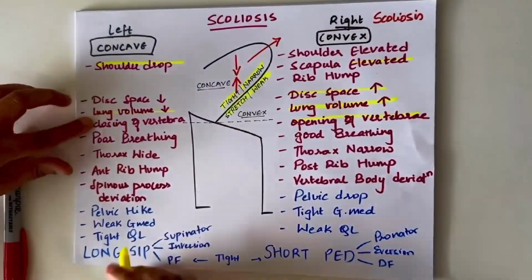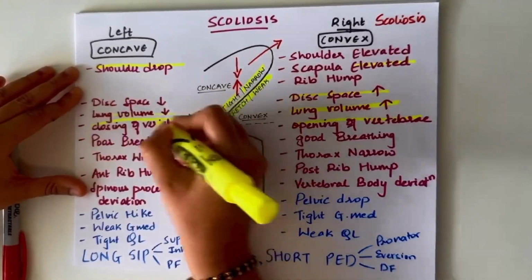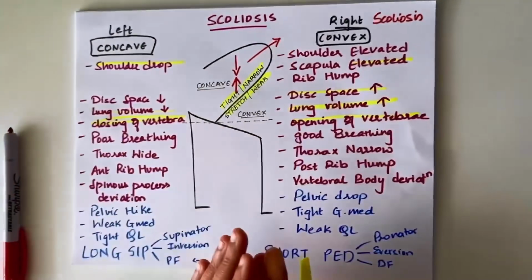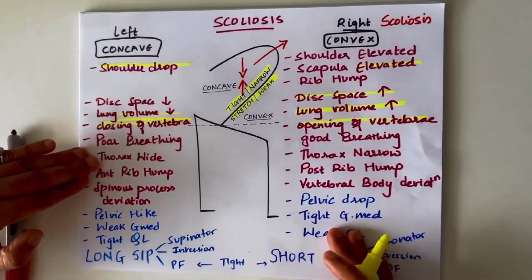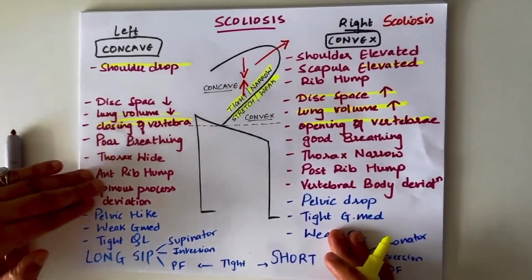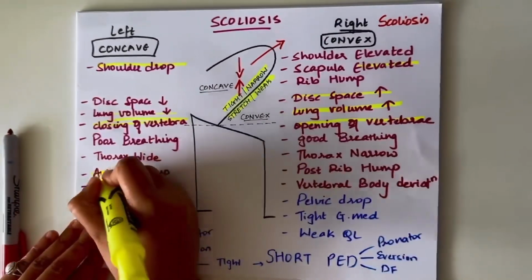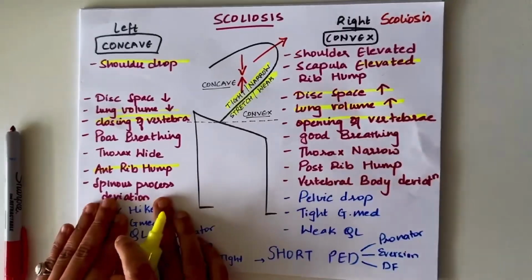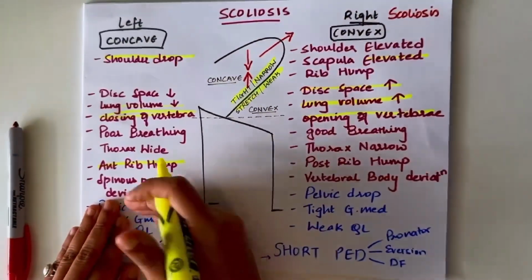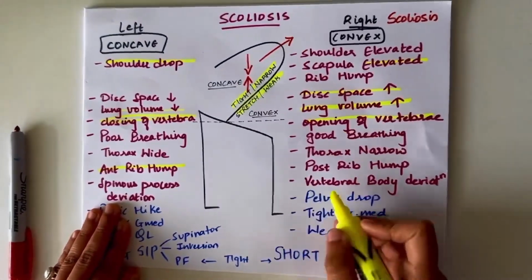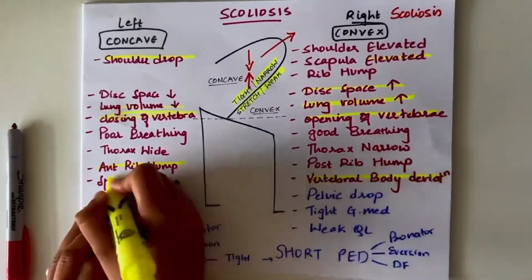So now again, instead of the opening of the intervertebral spaces, you will have reduction, which is closing of your vertebrae, which is poor breathing. Thoracic cage would widen up, since you have an anterior rib hump. Now on this side, the spinous processes would be deviated towards the concave side, and the vertebral bodies would be deviated towards the convex side.